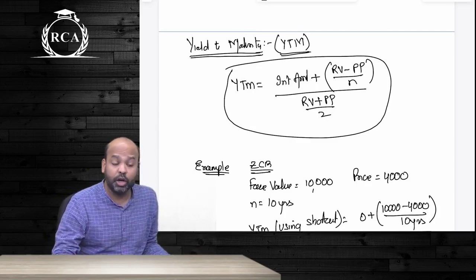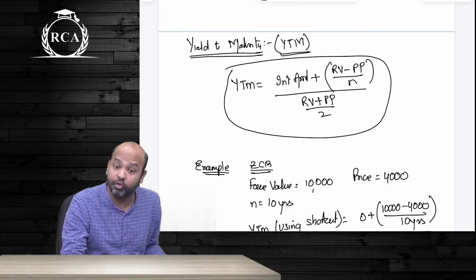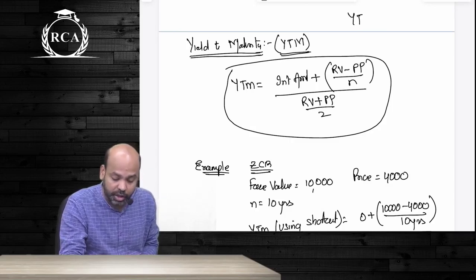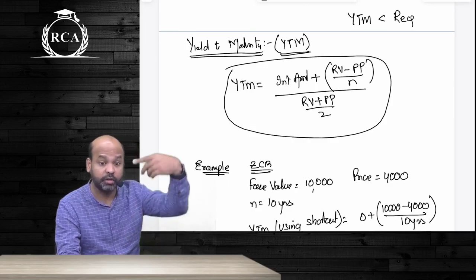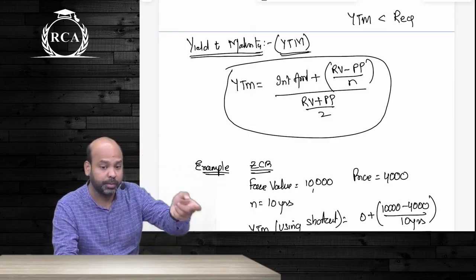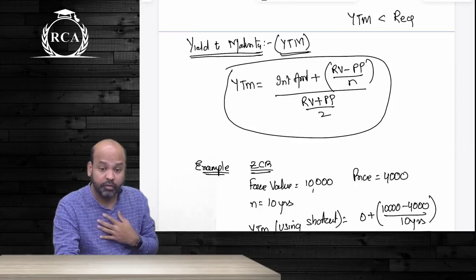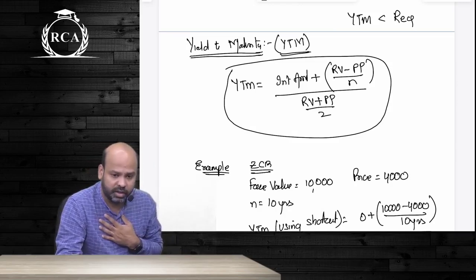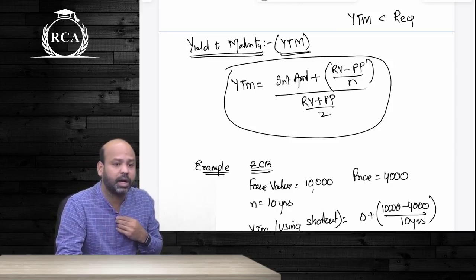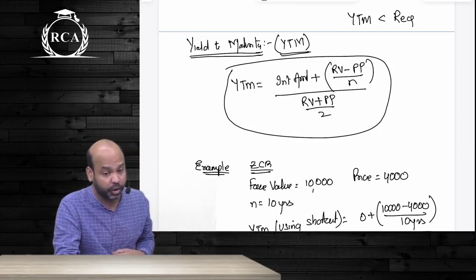But if your bond is not fairly priced, if it is overpriced, your actual return will be less than required rate of return. If a bond is overpriced, matlab you are paying more. If you pay more, will you get a lesser return or will you get a higher return? Lesser return. For anything, if you end up paying a higher price, your actual return will reduce.